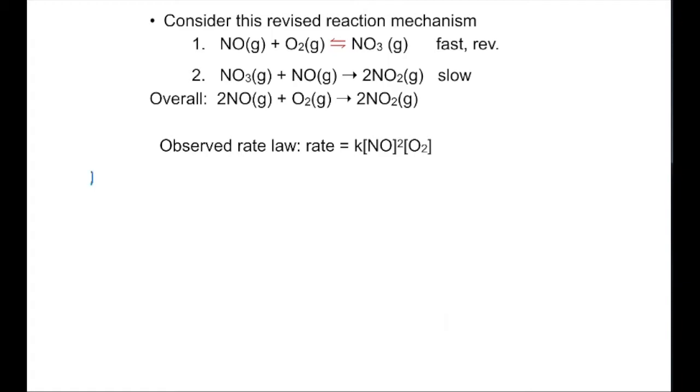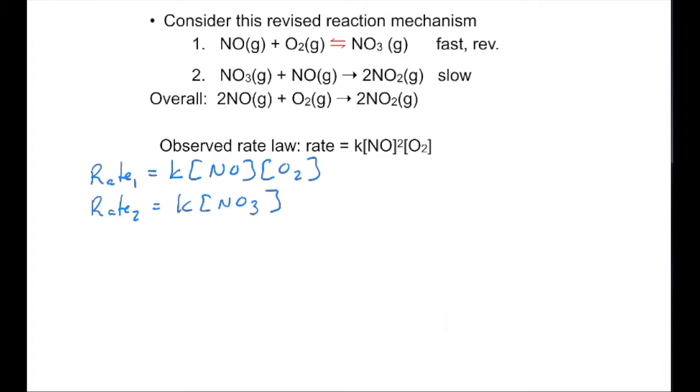So for the first one, I'm going to call it rate 1, and that's going to equal K times the concentration of NO times the concentration of O2. That's the forward reaction. For the reverse reaction, I'm going to call that rate 2, and that's going to equal K times the concentration of NO3. And then for the second reaction, the slow reaction, I'm going to call that rate 3, and that's going to equal K times the concentration of NO3 times the concentration of NO.